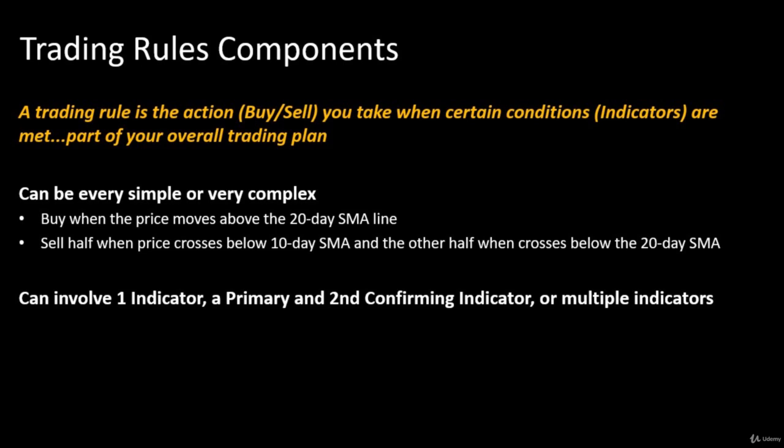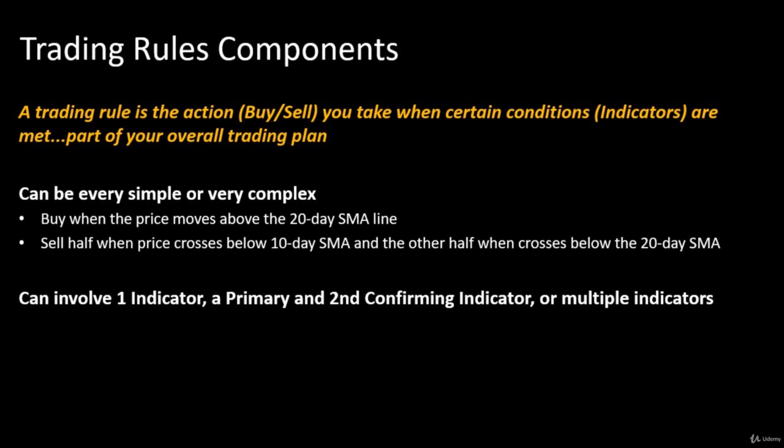Really, a trading rule is the action you're going to take, buy or sell, for example, when certain conditions, and that's your indicators, are met. It's part of your overall trading plan. These trading rules can be very simple or very complex. For example, let's say we're going to buy when the price moves above the 20-day simple moving average line, right? It's an easy indicator to understand. It's a simple rule. You buy when this happens.